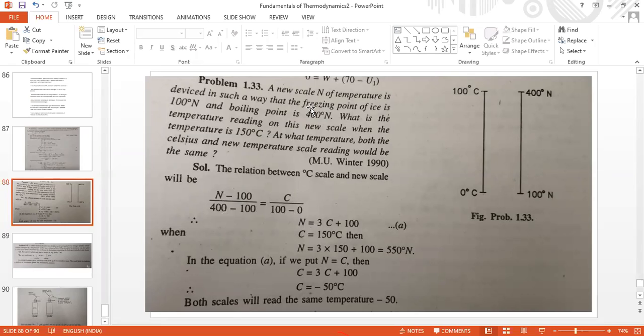In this way, the statement of the problem can be put in equation form like this. So like this, the problems can be solved and new scales can be established. So this is a problem given in the earlier examinations. Did you understand this?